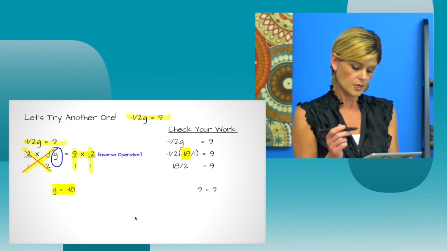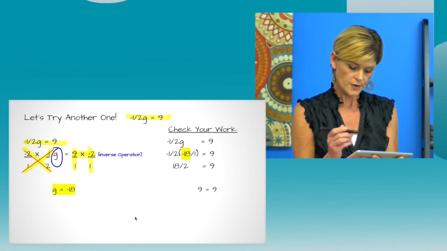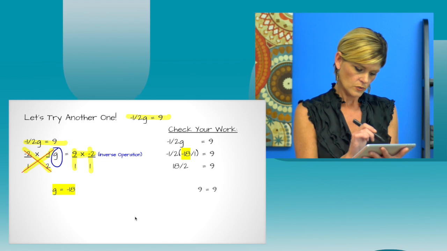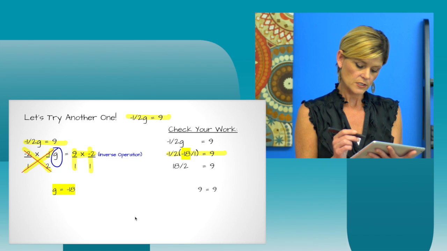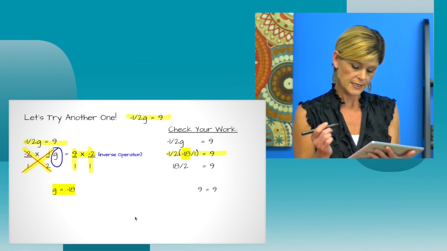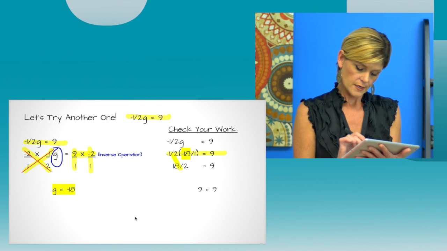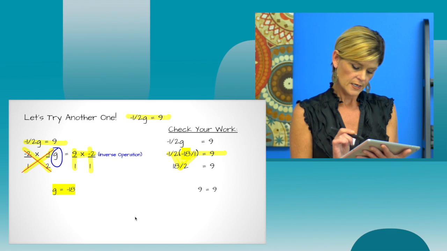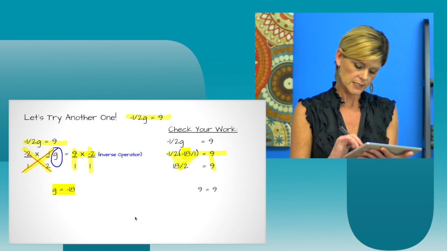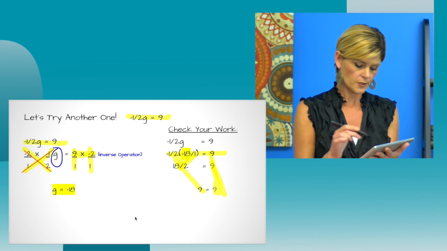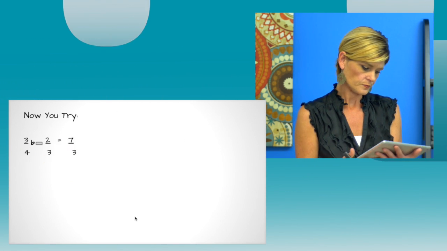Now let's plug our negative 18 in for our variable and see if our answer is correct. Negative 1/2 times negative 18 over 1, or negative 18, equals, does that equal 9? Well, actually it does, because that equals 18 over 2. Does 18 divided by 2 equal 9? Yes, it does. So we did the work correctly on that one as well.